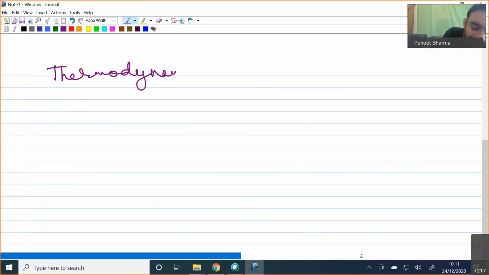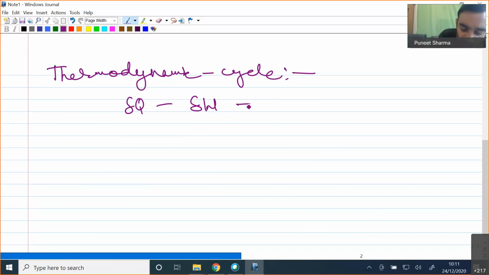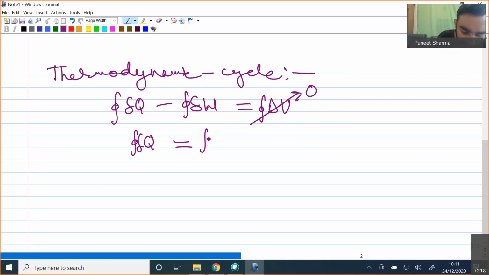For the complete thermodynamic cycle, let me now write down the energy equation. It is a closed system, so we know that del Q minus del W equals delta U. Now, if this is a cyclic process, then we write the cyclic integral of del Q minus the cyclic integral of del W equals the cyclic integral of dU, which will be equal to 0, because for a cyclic process the initial and final points are the same, so the change of property will be 0. So I'll find that the cyclic integral of del Q equals the cyclic integral of del W.